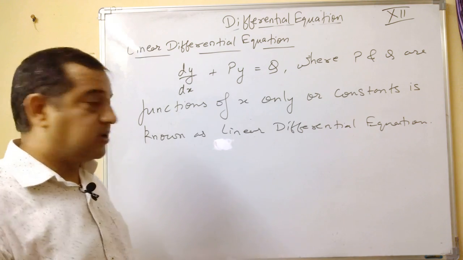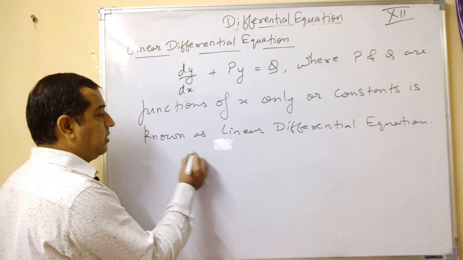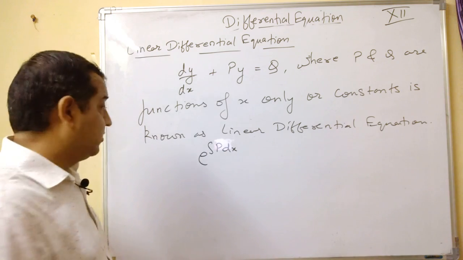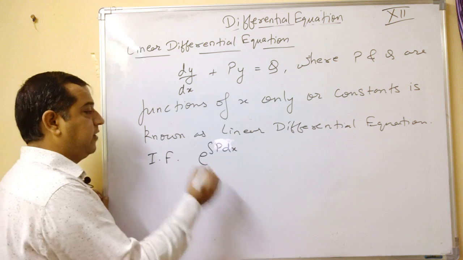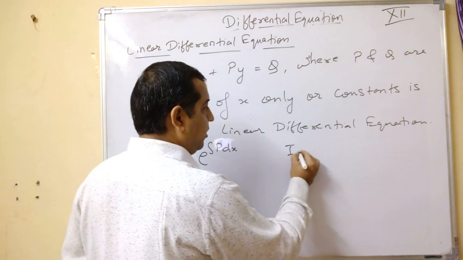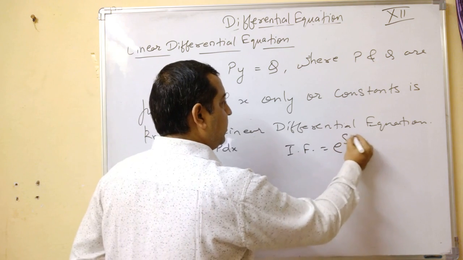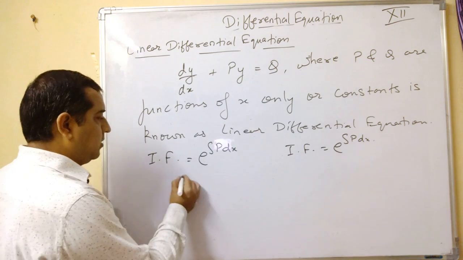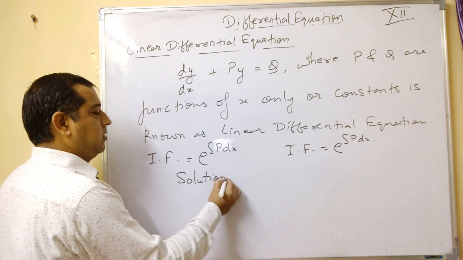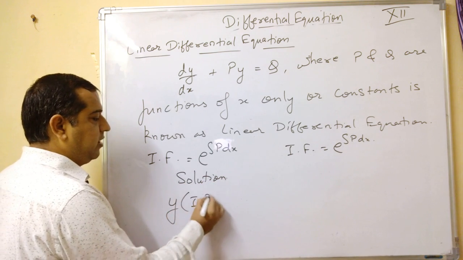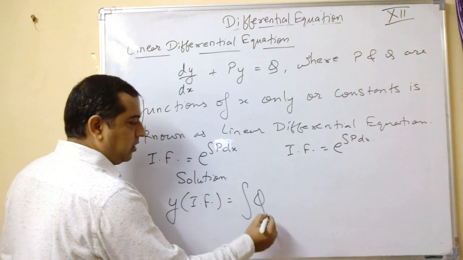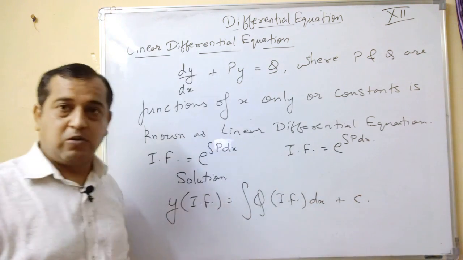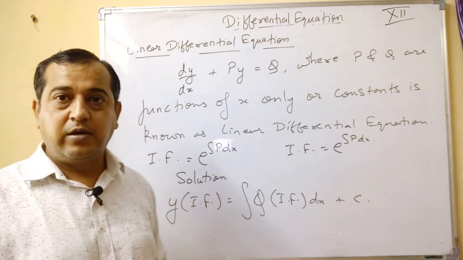As far as its solution is concerned, we find a term which is e raised to integral p dx, and this term is termed as integrating factor. Okay, what is integrating factor? Integrating factor is e raised to integral p dx. We find this. Okay, clear? And solution is this, y multiplied by integrating factor is equal to integral q into integrating factor dx plus constant. When you solve this, you will get the answer.